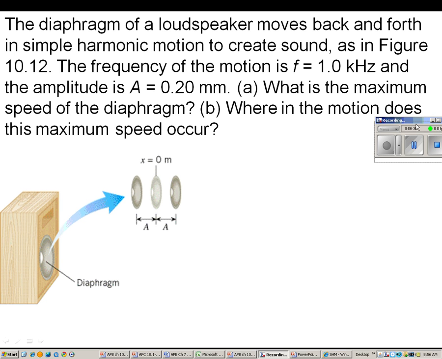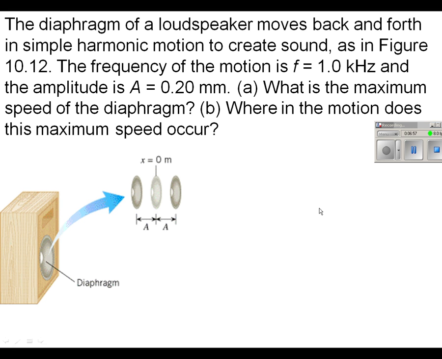So let's go ahead and try a problem. It says here, a diaphragm of a loudspeaker moves back and forth in simple harmonic motion to create sound. The frequency of the motion is 1 kilohertz, which means 1,000 hertz, and the amplitude is 0.2 millimeters. What is the maximum speed of the diaphragm? And then part B says, where in the motion does the maximum speed occur?